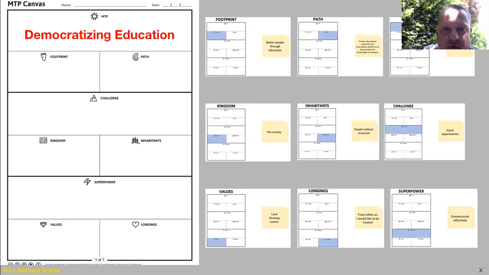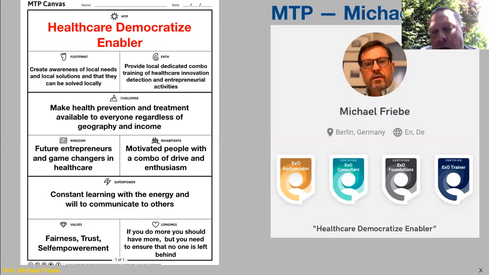I have actually done this for myself. So this is my MTP, and you can actually follow this now. My MTP is healthcare, democratize, enable. So I want to give people tools and ways and educate them and train them to come up with devices and tools that make healthcare more equal. So this is what I'm investing in. That's what I'm thinking in terms of innovation, and that's what I'm extremely motivated and focused about.